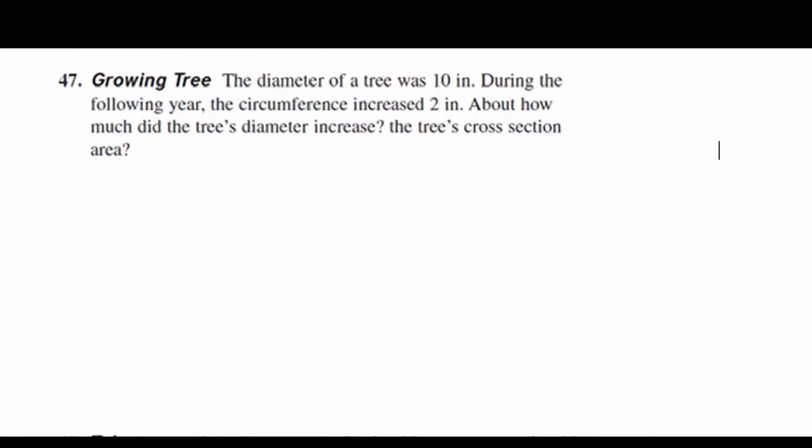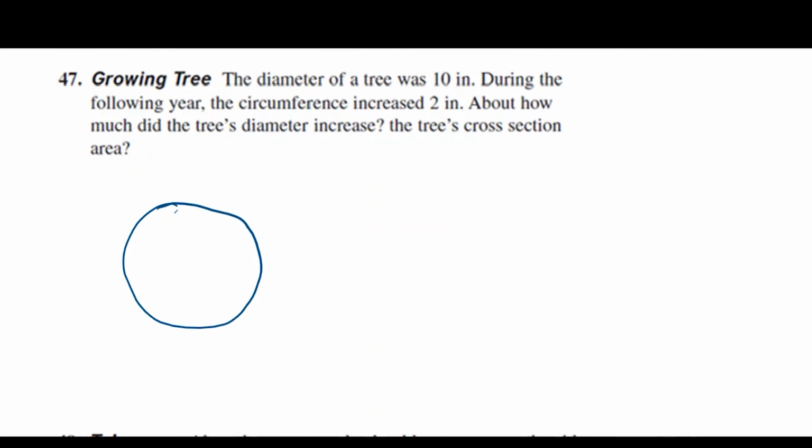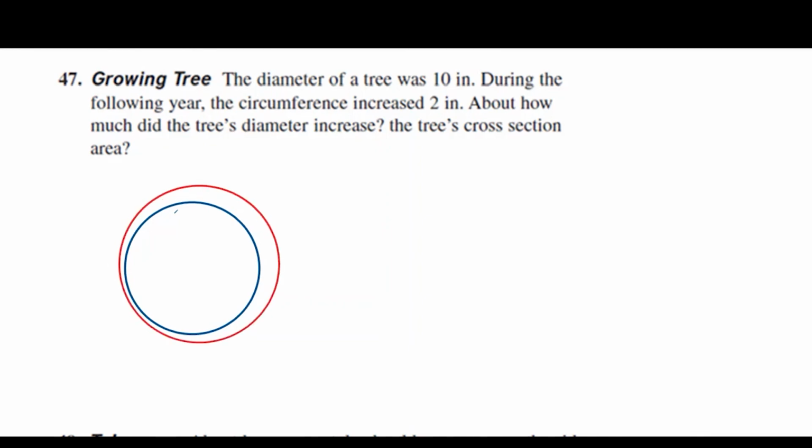Multivariable. 47. Diameter of a tree is 10 inches. Okay, let me draw that tree, cross section of the tree. That didn't work. Hold on. Let me try that again. Okay, so this is a cross section of the tree. Okay, now it grows, right? So the circumference has increased by 2 inches. Okay, let me draw the new improved tree. Like that. Oh, that didn't work. Hold on. Better? So that it grew by that much.